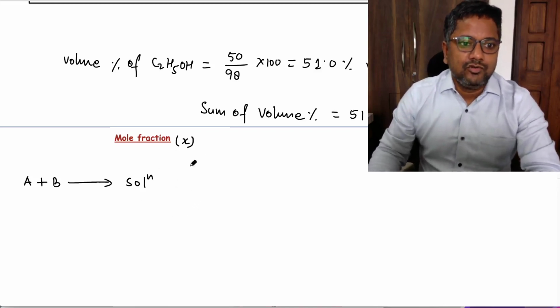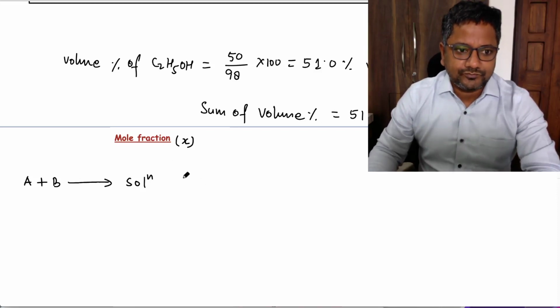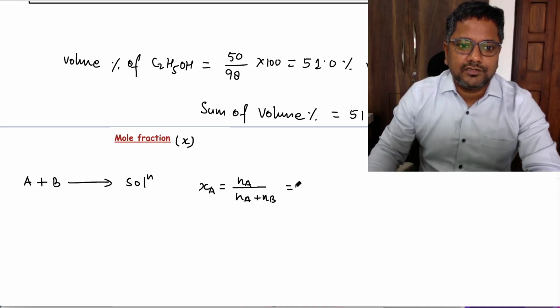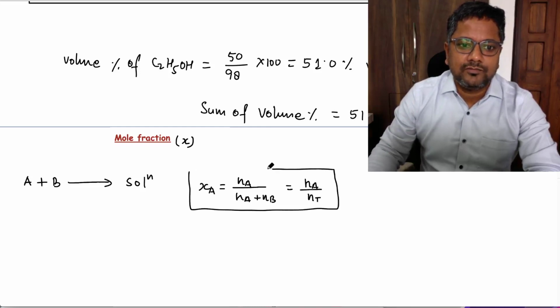So, mole fraction of A, XA, is equal to moles of A divided by moles of A plus moles of B. Or you can write nA by n total, right? So this is the mole fraction of A.